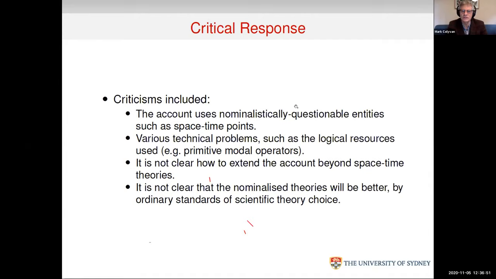So with that in place, I think that's the core of the project. I don't think I've missed anything. That's a very brief overview of the Science Without Numbers project. So let's move to some criticisms and some of the subsequent commentary on this. Again, you'll hear much more about this in the other talks. But the account uses nominalistically questionable entities such as space-time points.